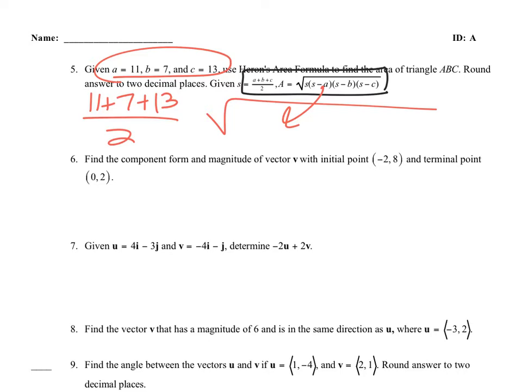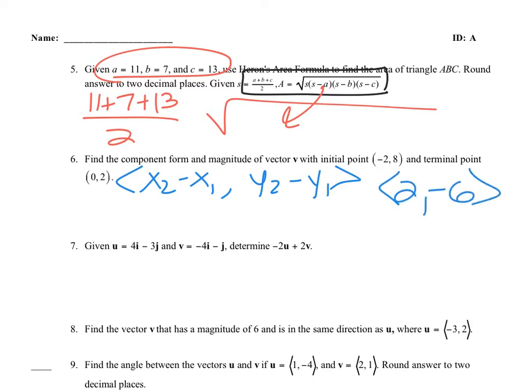Okay, number 6 is component form and the magnitude of the vector. So now we get into the vectors. So remember, component form would be x2 minus x1, comma, y2 minus y1. So in this case, it's the terminal point minus the initial point: 0 minus a negative 2 would be 2, and 2 minus 8 would be negative 6.